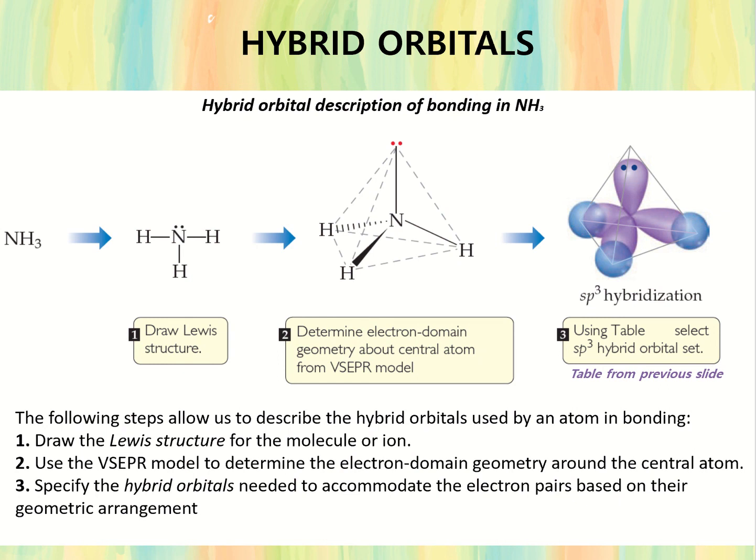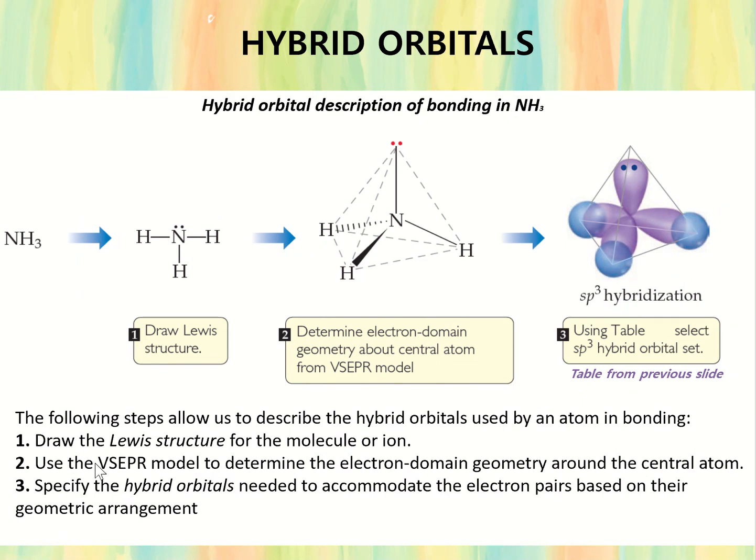So what are the steps, right? For the hybrid orbital description of bonding in ammonia. So firstly, what we want to do is to draw the Lewis structure of ammonia, right? And then let's read here. The following steps allow us to describe the hybrid orbitals used by an atom in bonding. So firstly, draw the Lewis structure of the molecule or ion. So we have the Lewis structure here.